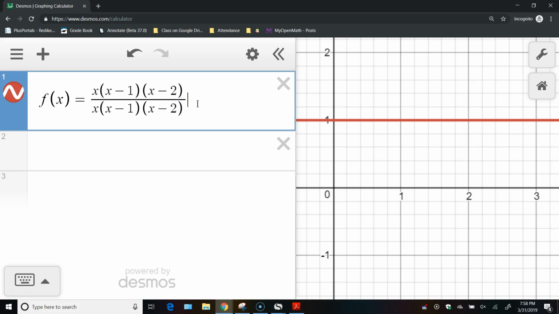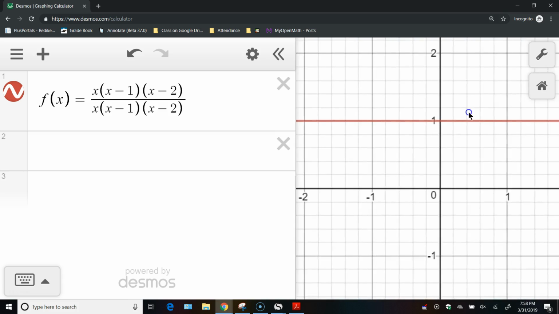But it's not the same function as this one because the constant function 1 has no holes in it. This function has 3 holes in it. 1, 2, and 3. So they're not the same functions. If you simply take these and reduce the fraction so that gives you just 1, it's not the same function anymore. Keep that in mind.